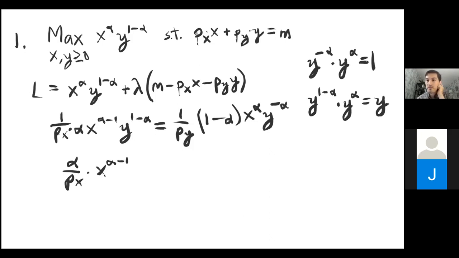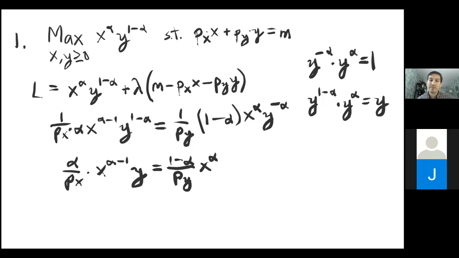This is just using the fact that if you multiply exponential terms with the same base together, you just add the exponents together. 1 minus alpha plus alpha is 1. That's why it's y. So on this side, I just have a y. On the other side, let me simplify this a little bit. 1 minus alpha over py. And the x to the alpha is still there. But the y to the negative alpha goes away. That was the whole point of what I did.